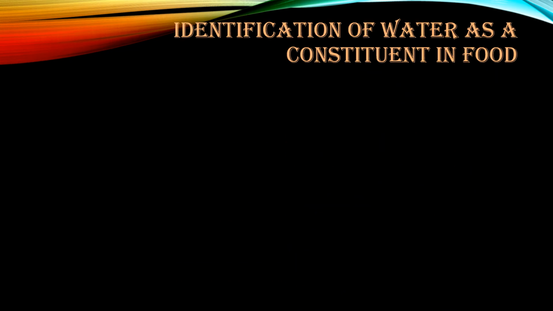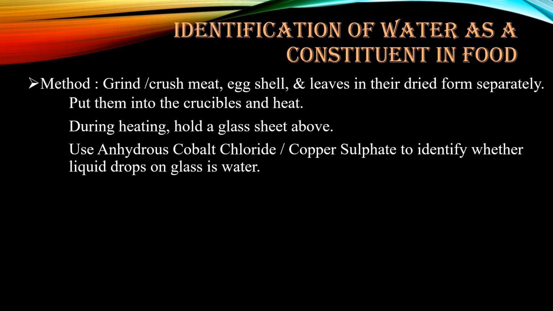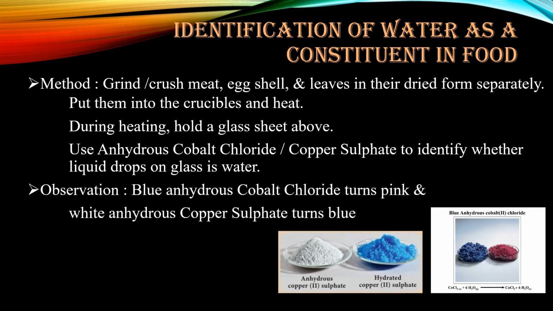Identification of water as a constituent in food. Method. Grind or crush meat, eggshell, and leaves in their dried form separately. Put them separately into crucibles and heat them. During heating, hold a glass sheet above the crucible. Use anhydrous cobalt chloride or copper sulfate to identify whether the liquid drops on the glass is water. So, the observation is blue-colored anhydrous cobalt chloride turns pink and white-colored anhydrous copper sulfate turns blue. Conclusion. The sample contains water.